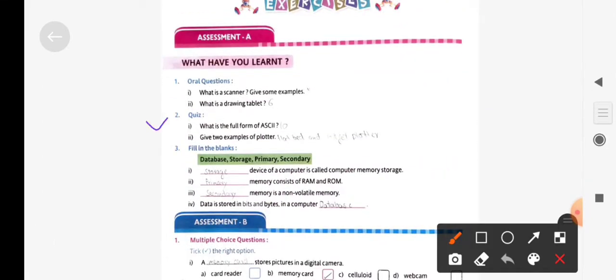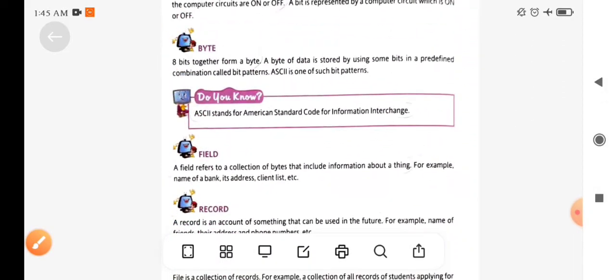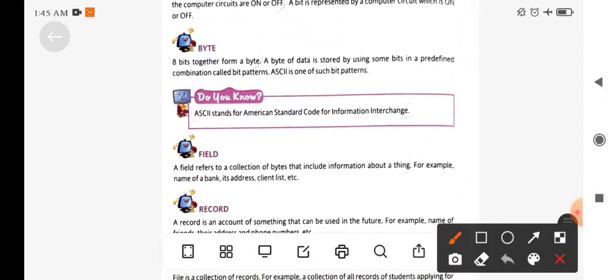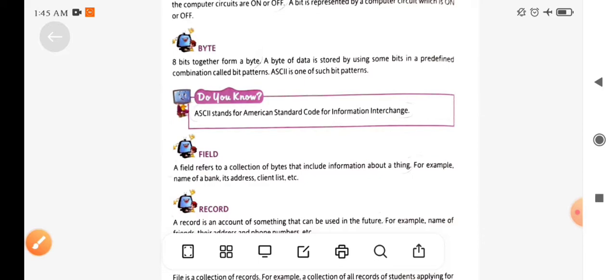Now we have the quiz portion. Okay, so see the first one, what is the full form of ASCII? So for that open page number 10. See, on page number 10 we have the do you know portion, and over here it is written ASCII stands for American Standard Code for Information Exchange. Only this line you have to write down in your first answer. Okay, we are talking about quiz portion and this is your first answer.